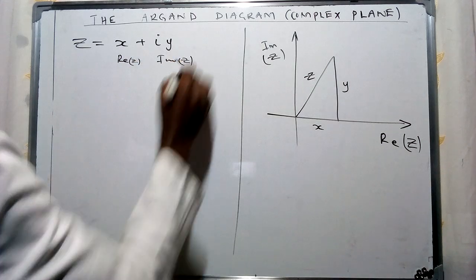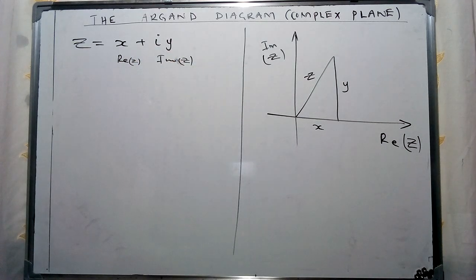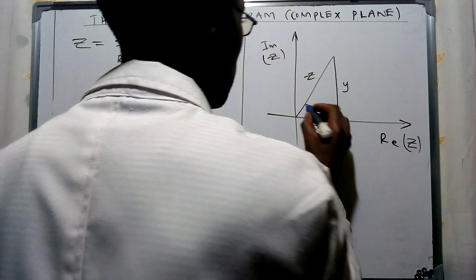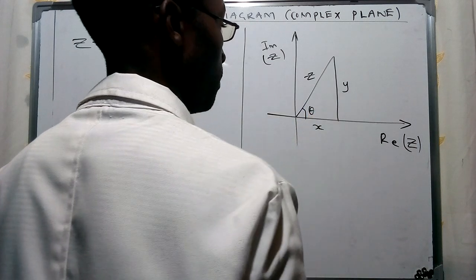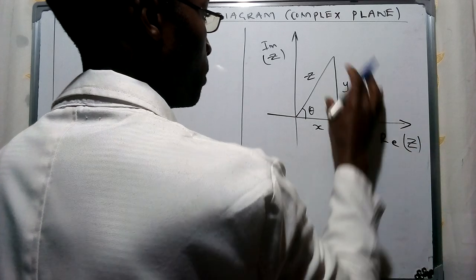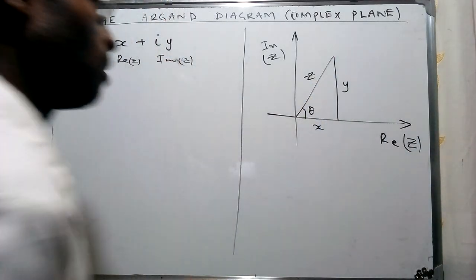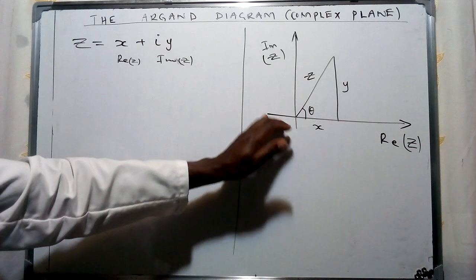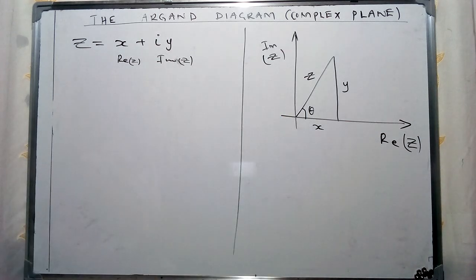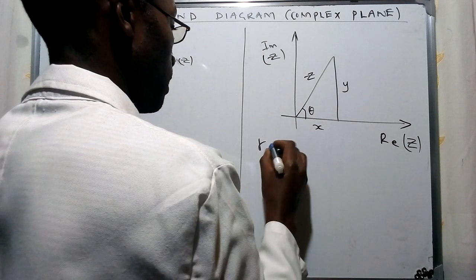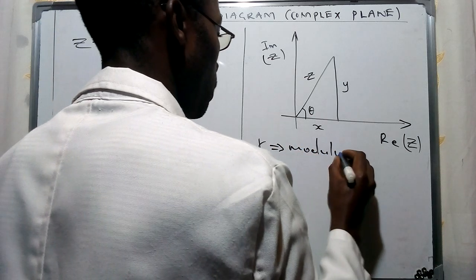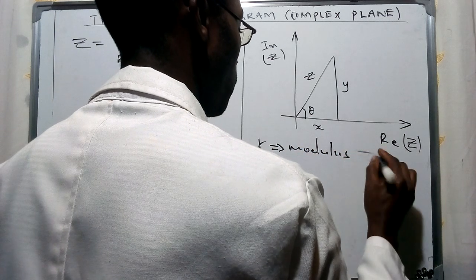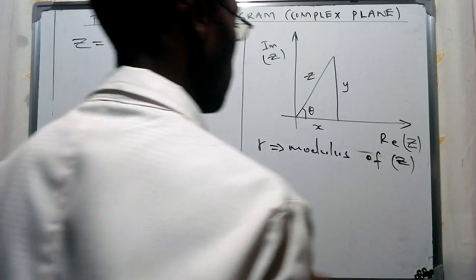Now, we can give additional information by considering the angle between this real axis and this phase of z, which can be given in terms of theta. Therefore, we are going to use the Pythagoras theorem to find these particular quantities, which we refer to as the modulus. So we can refer to this as the modulus of this complex number, or the modulus of this phasor z, which represents a complex number.